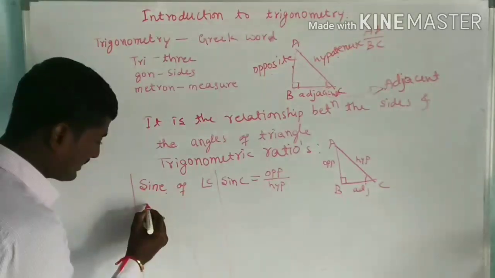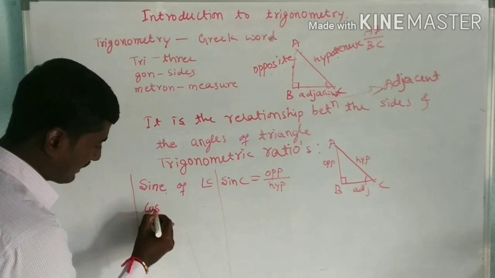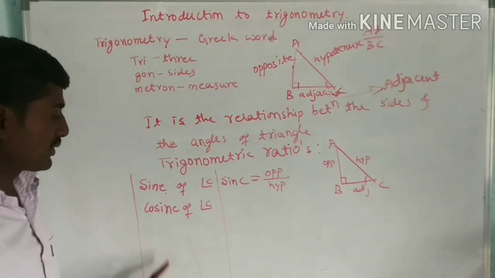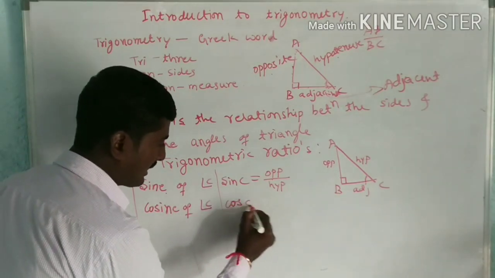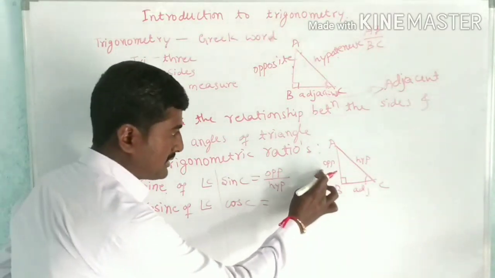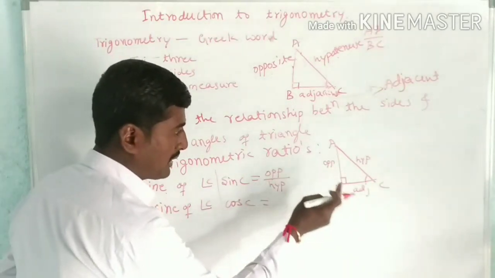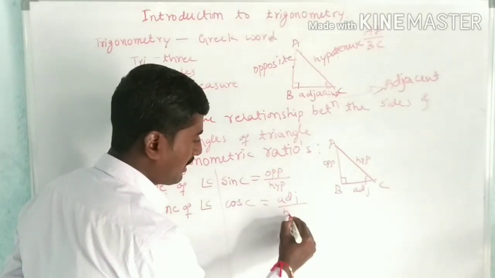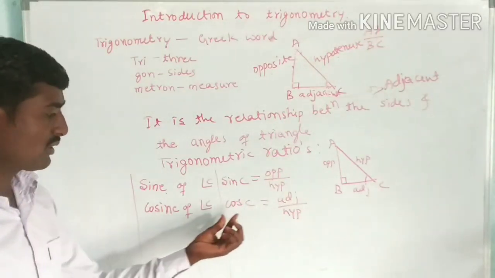Now another one, that is cosine of angle C. This cosine of angle C I can write in short as cos C. So opposite by hypotenuse is sine. Then what is cos? Cos is nothing but adjacent by hypotenuse, that is adjacent divided by hypotenuse. That is the definition of cosine or cos.